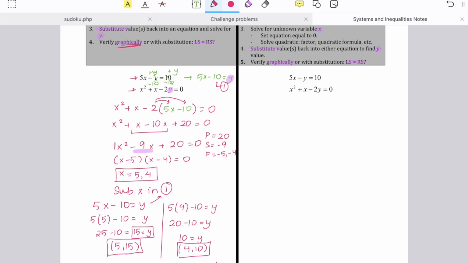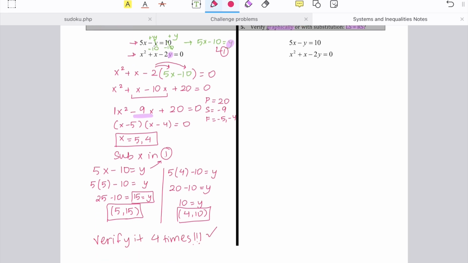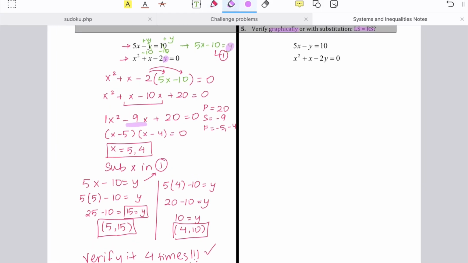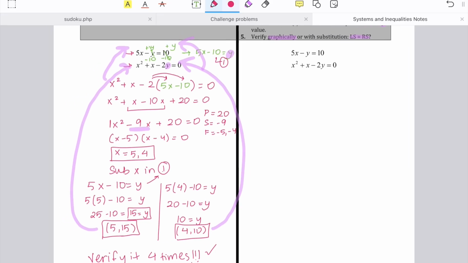Okay? Do you guys want me to show you how you would verify, or like what I'm talking about by 4 times? Okay, it's just putting these values in both of these equations, same thing for here, and then your left side is equal to right side. Okay? Good? Should we move to elimination? Questions?